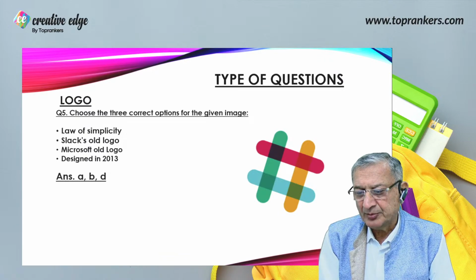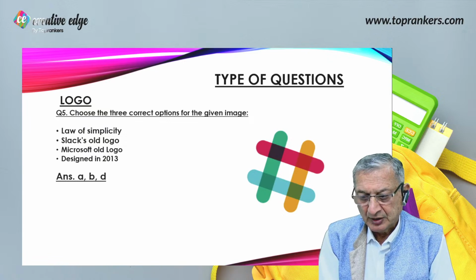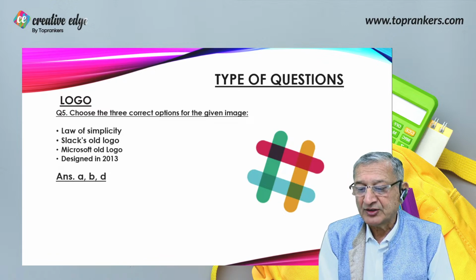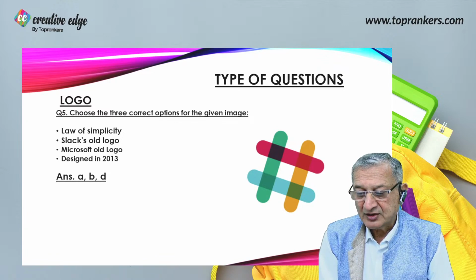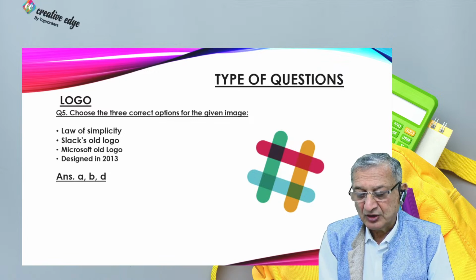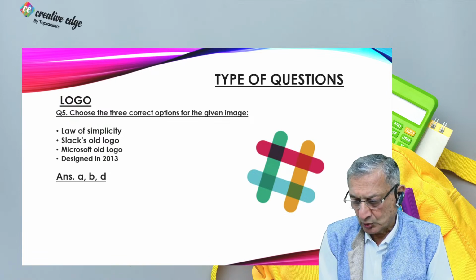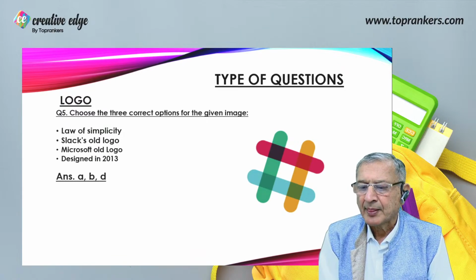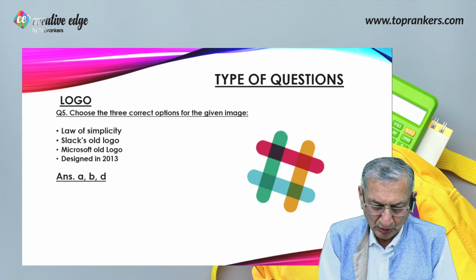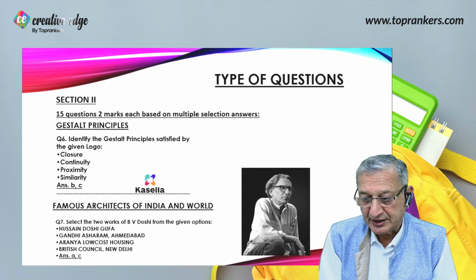So here is a question on logo, and the type of Gestalt principle, law of simplicity. Slack's old logo, Microsoft old logo, and designed in 2013. So A, B, and D are the correct ones. Microsoft never used this kind of logo given on the right side. So there could be a question on logo, or at least we study that.